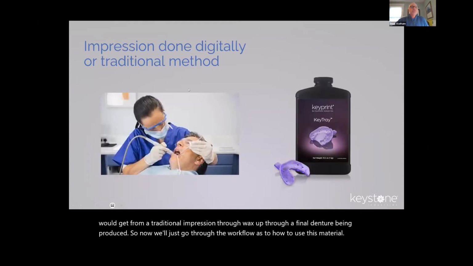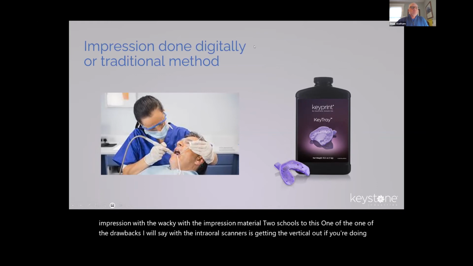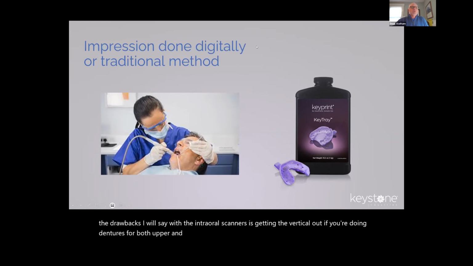First of all, the impressions can be done both digitally, or you can do a more traditional impression with the impression material. 2 schools to this. One of the drawbacks I will say with the intraoral scanners is getting the vertical out if you're doing dentures for both upper and lower. So traditional sometimes is more accurate. I think a lot of prosthodontists will actually require a more traditional method.